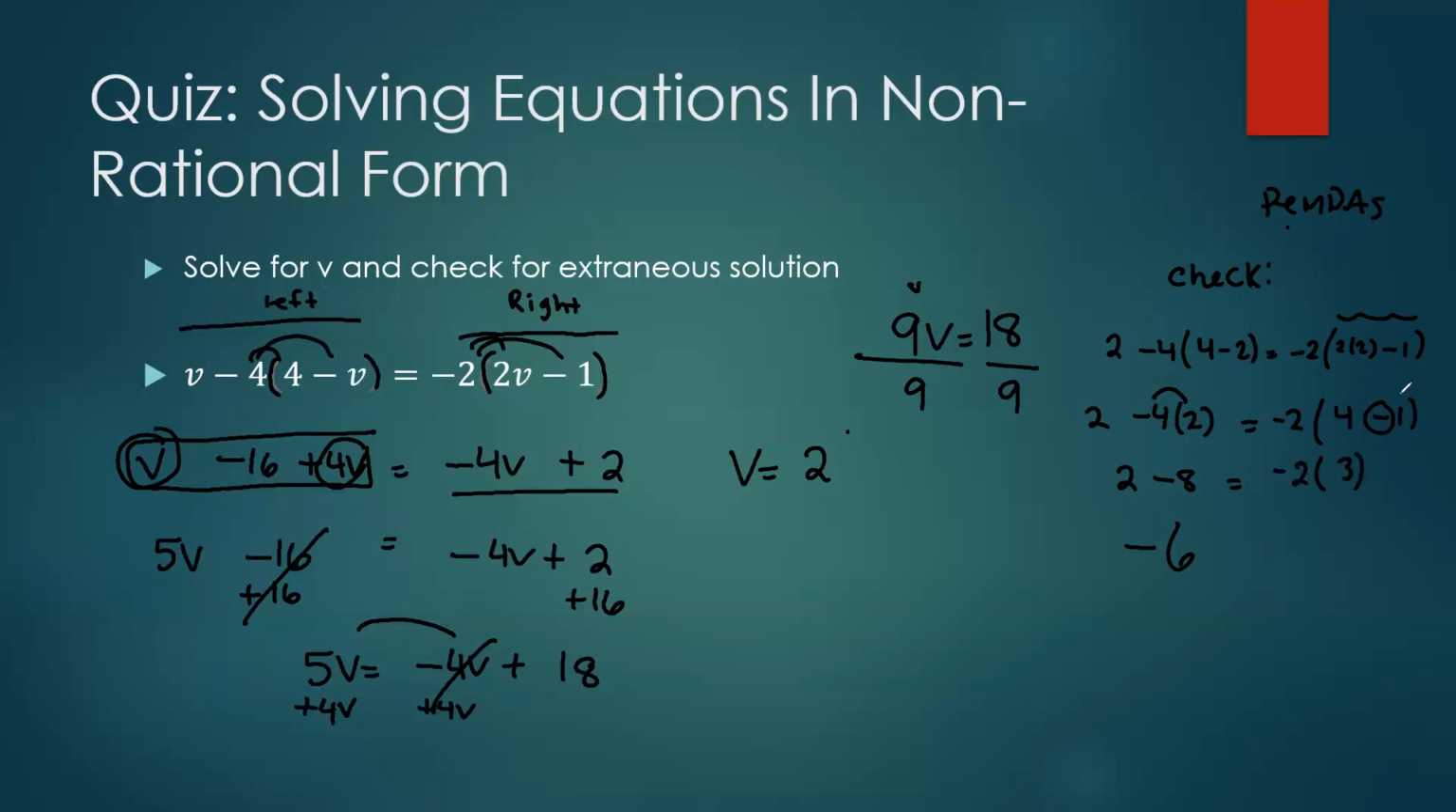Now that you simplified the parentheses, you start with PEMDAS all over again. We don't have exponents, but we do have a multiplication. So -2 times 3 is -6. Okay, so this statement is true. That means this concludes that v equals 2. Okay, we'll stop here.